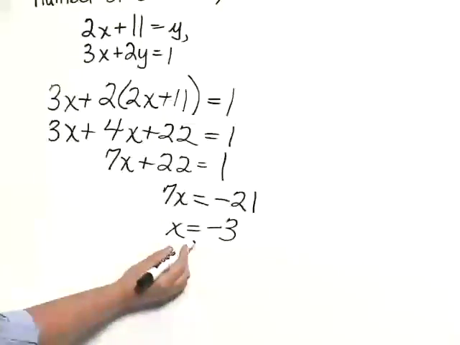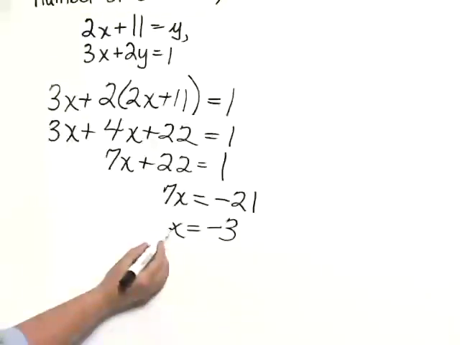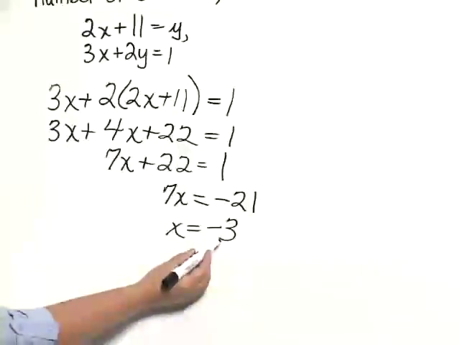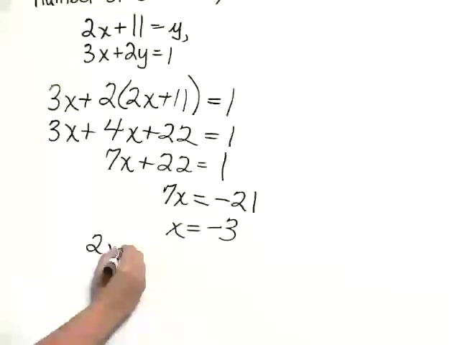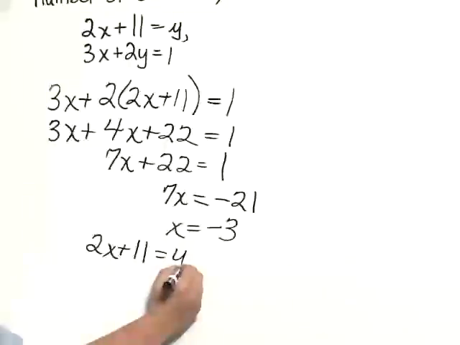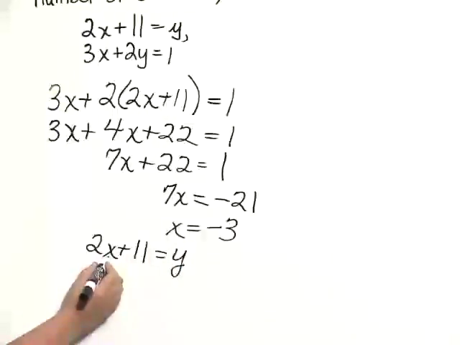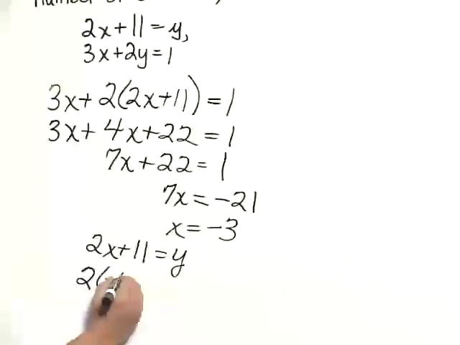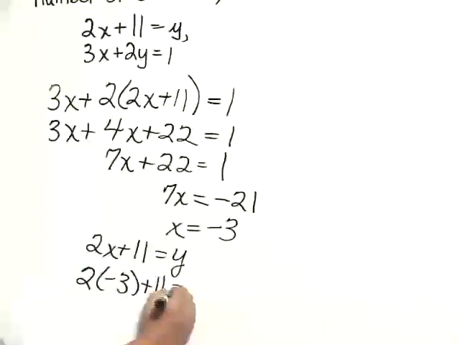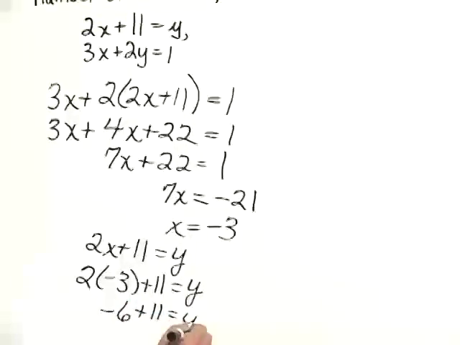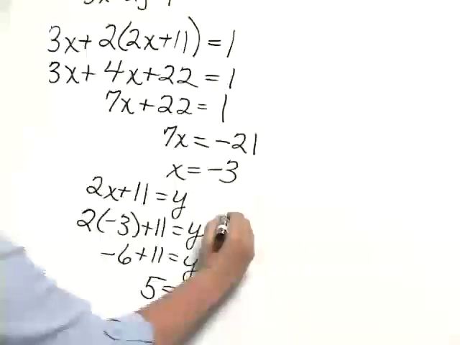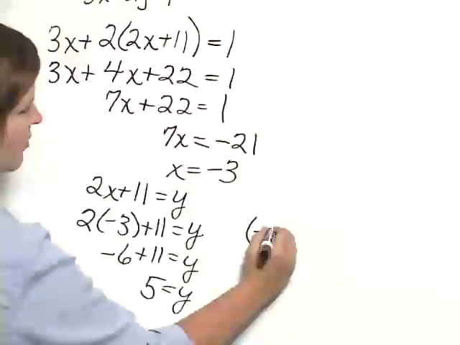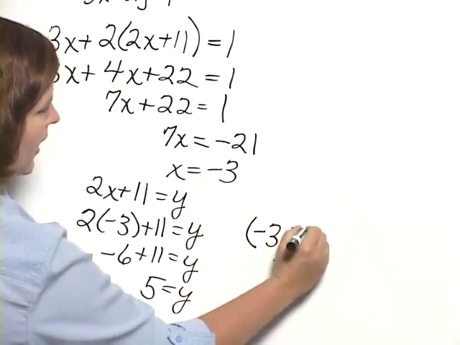Now be careful not to stop here. I need an ordered pair, so I need to find the y. I take my value of negative 3 and substitute it in the equation to find y. The first equation tells me that 2x plus 11 equals y. So I take this value of negative 3 and substitute that for x. 2 times negative 3 plus 11 equals y. Negative 6 plus 11 equals y. Negative 6 plus 11 is 5, so I have 5 equals y. This gives me the possible answer of negative 3 for x and 5 for y.